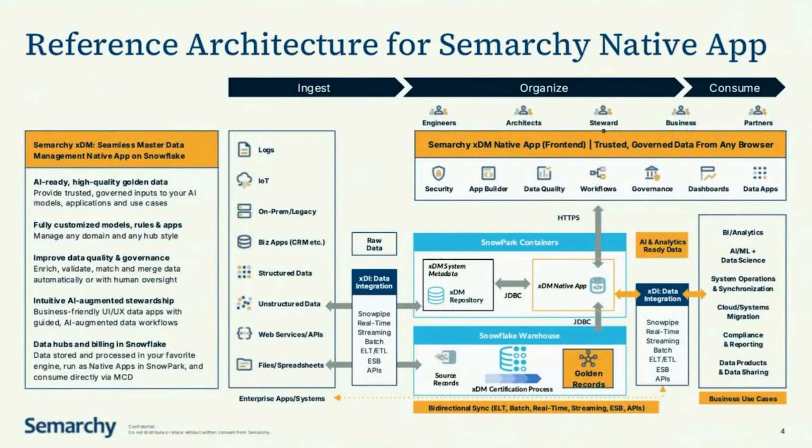The native app runs in two containers. The first is the application server that executes the software, and the second is a database to store the repository information. Data enters the app from the left via real-time REST messaging or SQL landing tables. It's then processed in the data certification process to produce unique golden records that pass validation tests. This data can be stored in a Snowflake warehouse as golden records, ready to be used by AI, ML, and analytics.